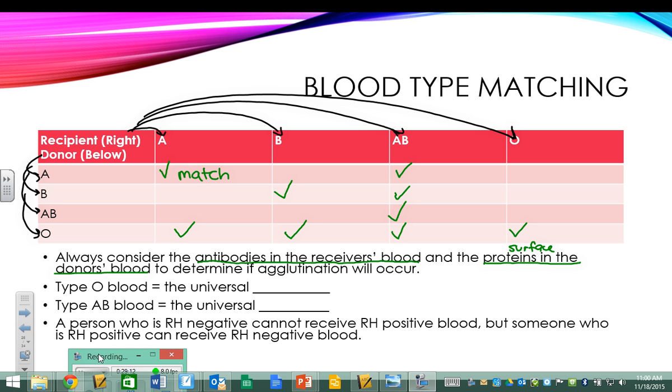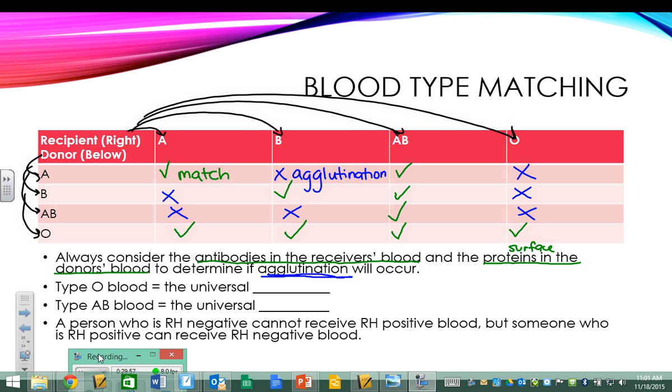If it does not work, we have a different word for it. The word down here is agglutination. Agglutination more or less means it's going to react to form a bunch of clumps. If type A is given to type B, that is bad, and you will get agglutination. If type A is given to O, bad, you will get agglutination. Everywhere else on the chart that we didn't say was a match will be agglutination.